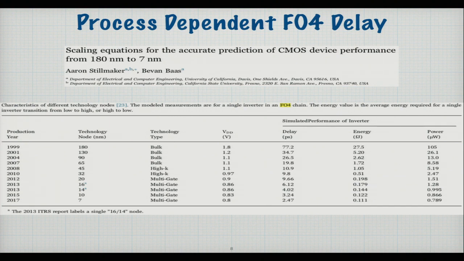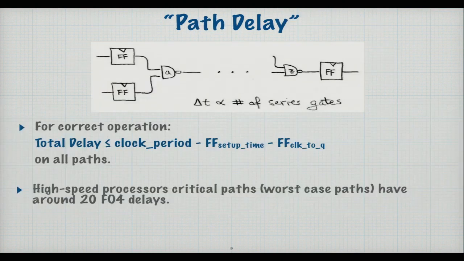The other way to think about this: gates appear in series with other gates. So we talk about path delay, which I mentioned earlier. It's roughly the sum of the individual delays of the gates.